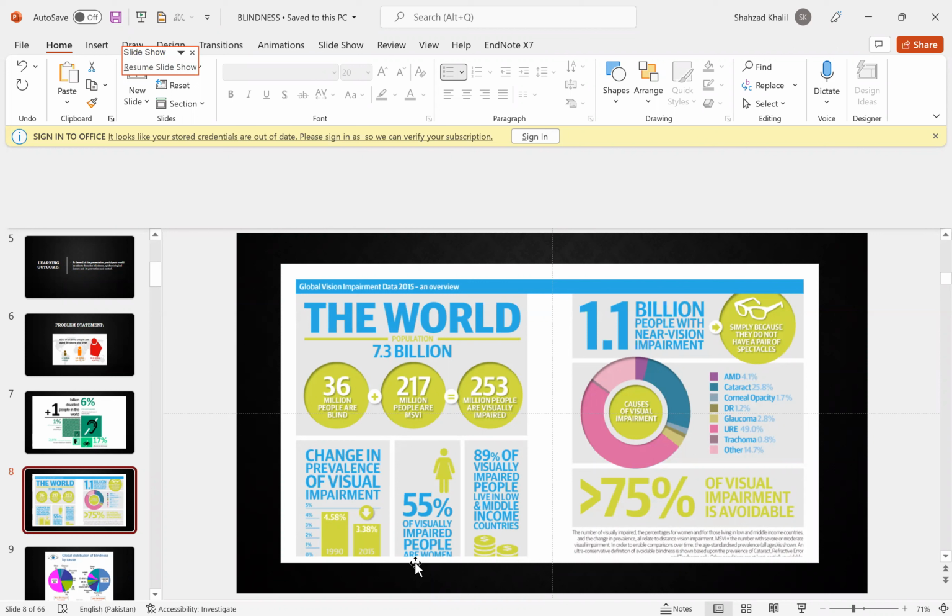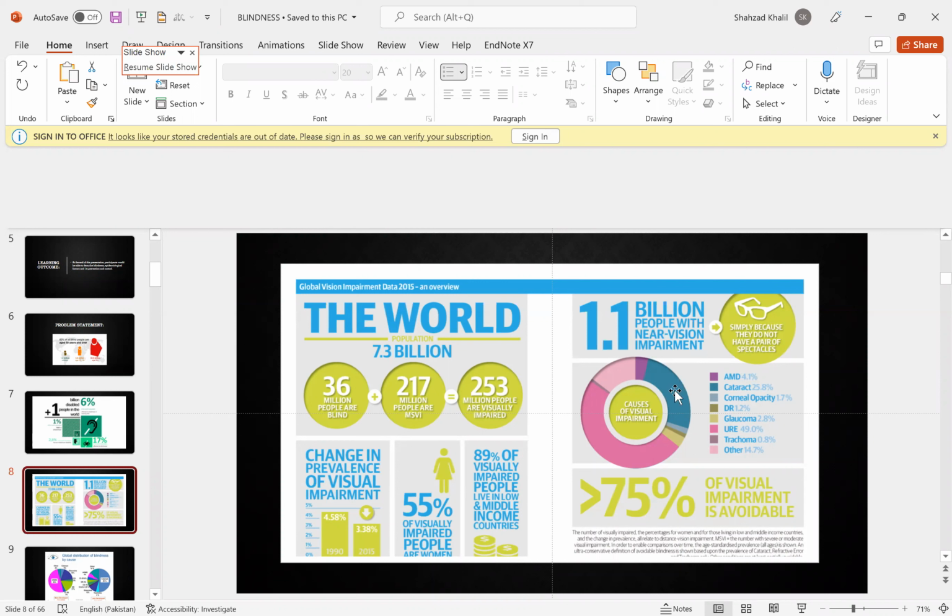55% of the visually impaired people are women. And 89% of visually impaired people live in low and middle income countries. 1.1 million people with near vision impairment need help simply because they don't have a pair of spectacles.